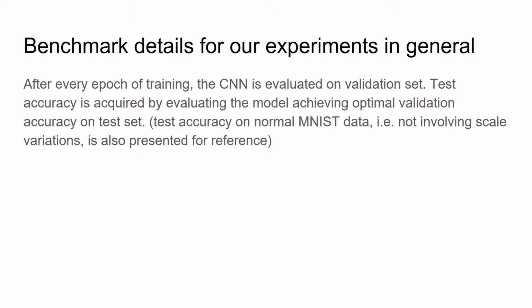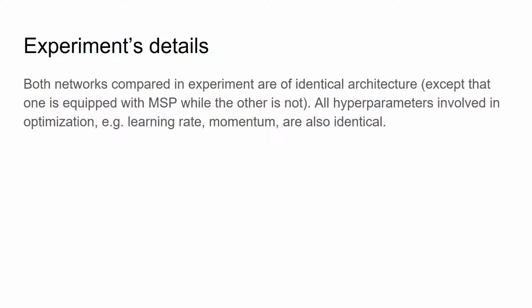Okay, so the benchmark details. We evaluate our CNN on the validation set every epoch, and test accuracy is acquired by evaluating the best model achieving optimal validation accuracy on the test set. The test accuracy on the original MNIST dataset is also presented for reference. This slide is about some subtle details of our experiment. Essentially, we keep all the other hyperparameters the same across the two models in the experiment.